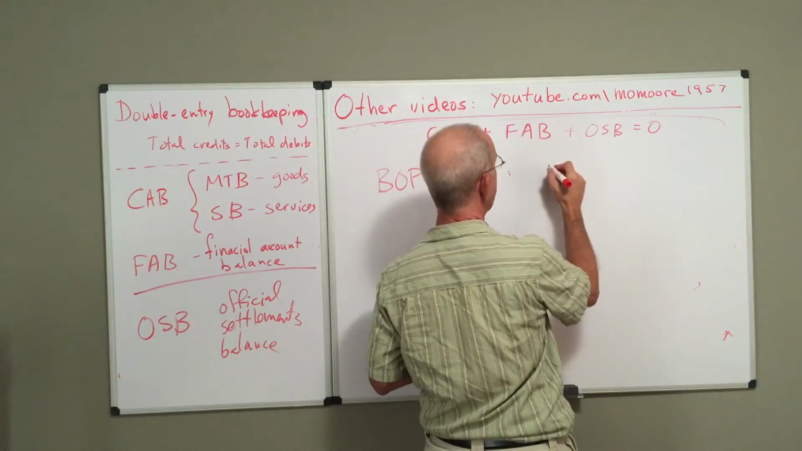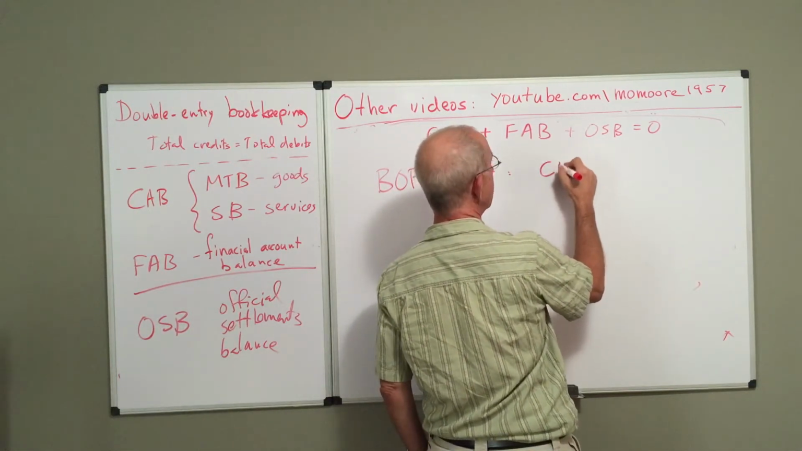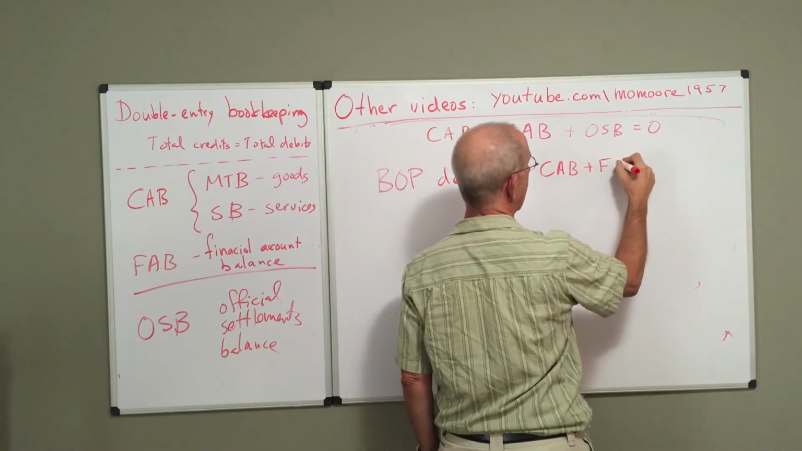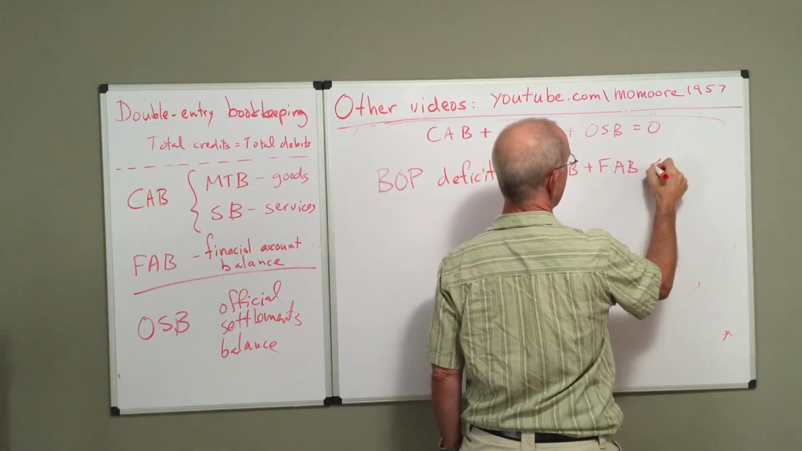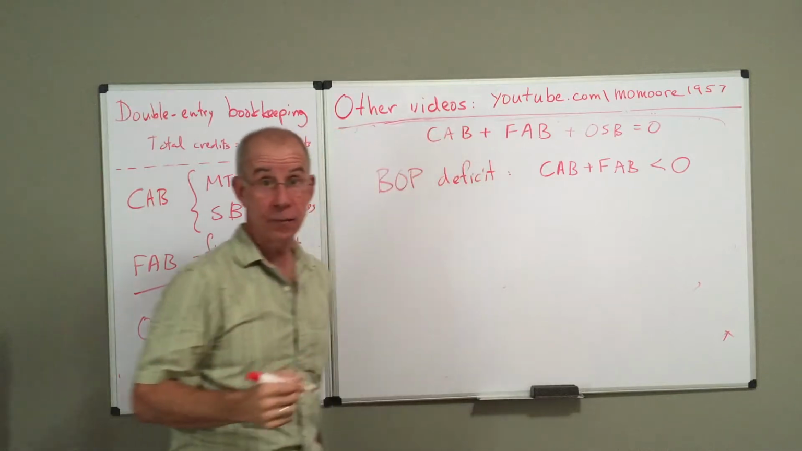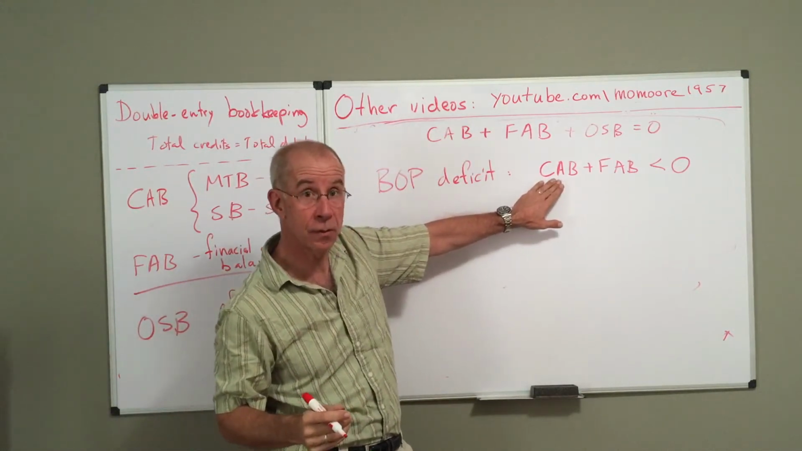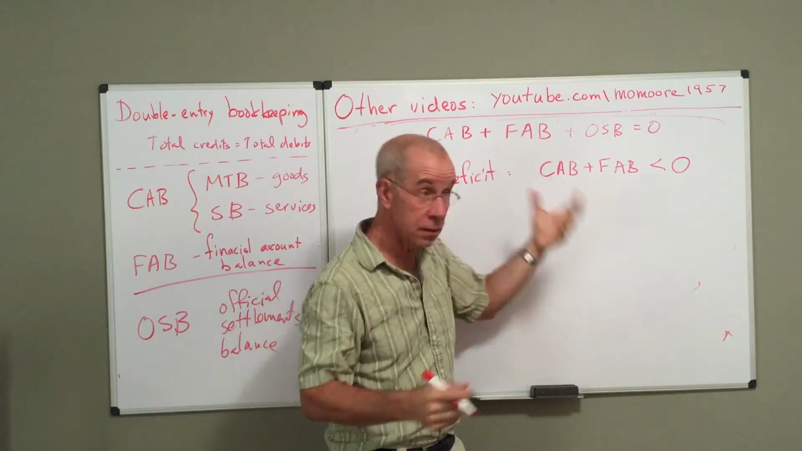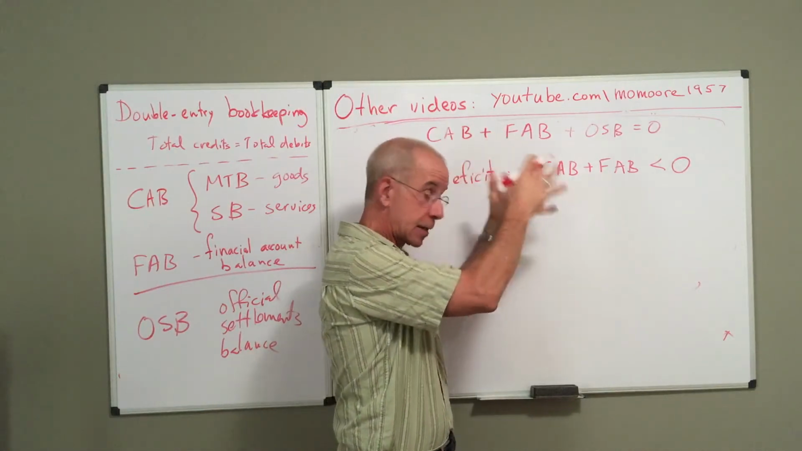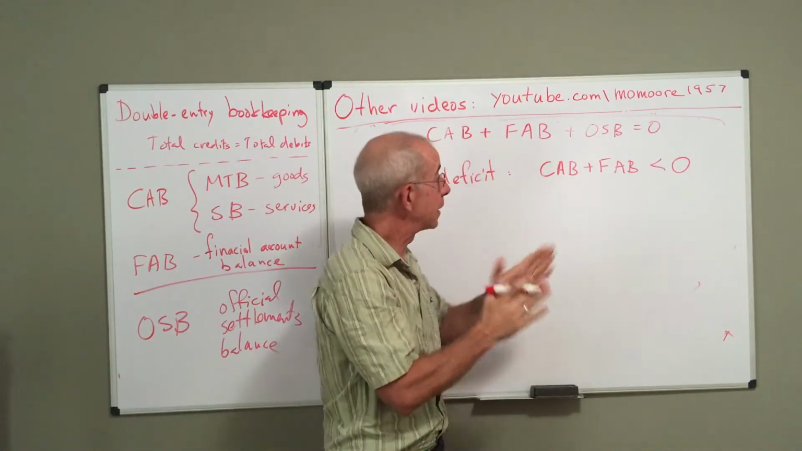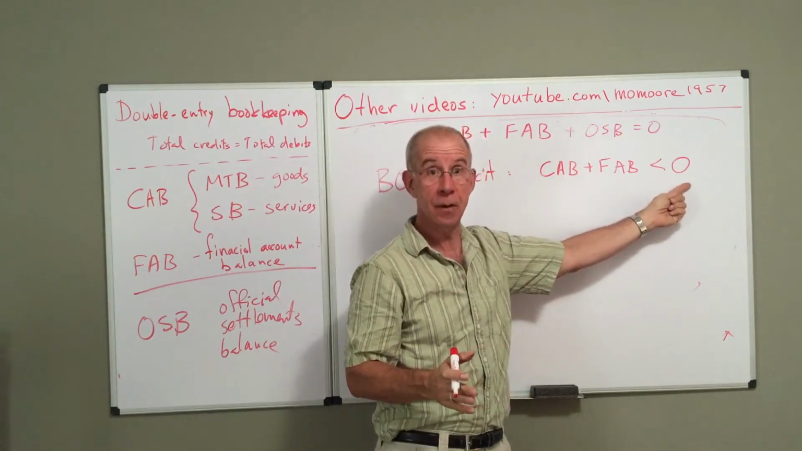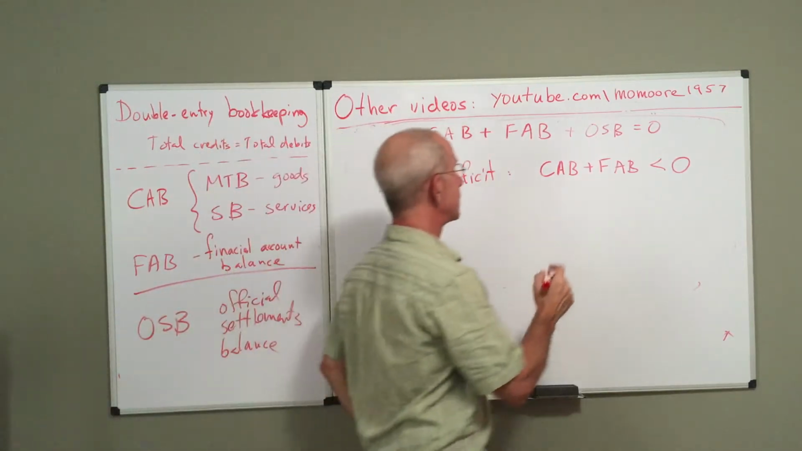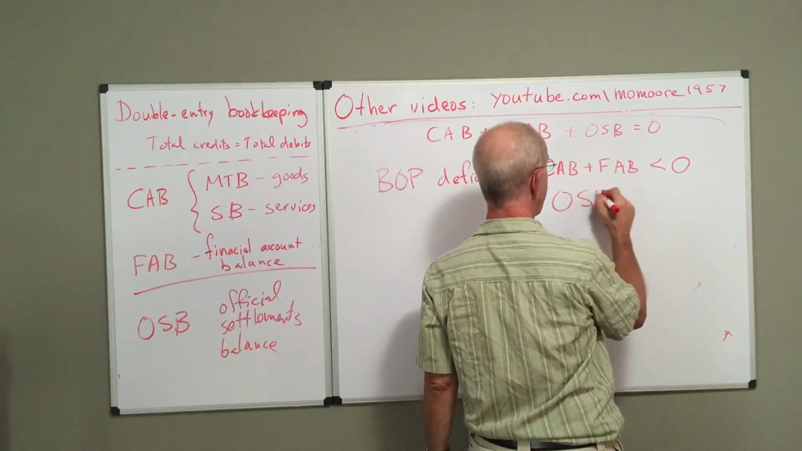It means that the current account balance plus the financial account balance is negative. That the private transactions in goods and services and the private transactions on private financial accounts, the sum of those two, the surplus, or the exports plus imports of goods, services, assets, adds up to something that's less than zero.